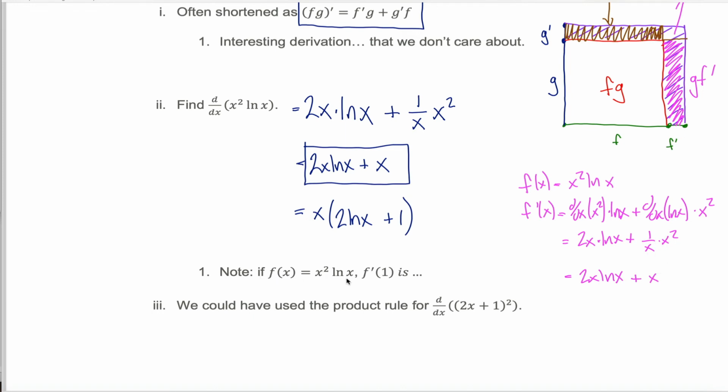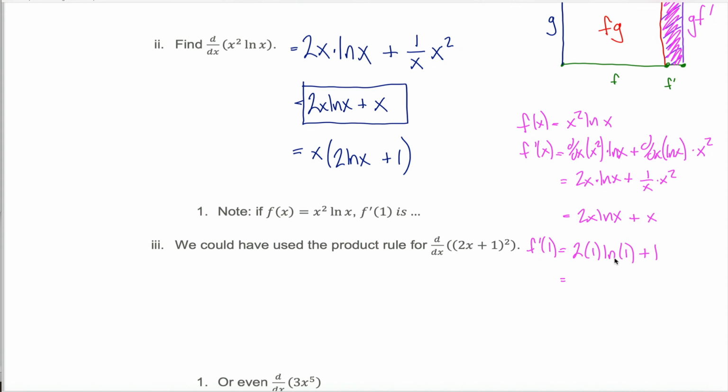But maybe it's not asking for f prime of x, it's asking for f prime of 1. Just a little reminder that once you have f prime of x, figuring out f prime of 1 is super easy. All you've got to do is copy this blueprint right here, changing all the x's into 1s. So it's 2 times 1 times the natural log of 1 plus 1.